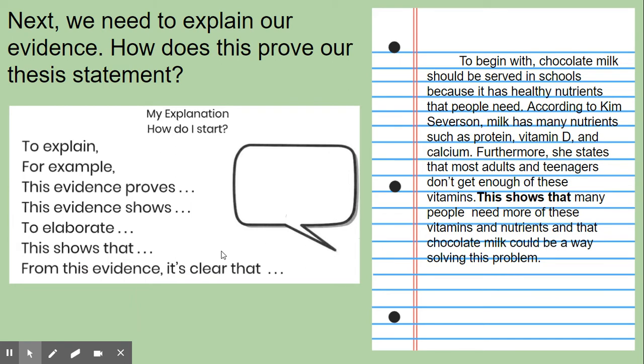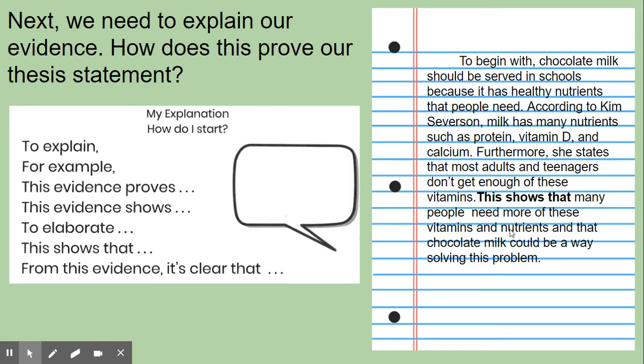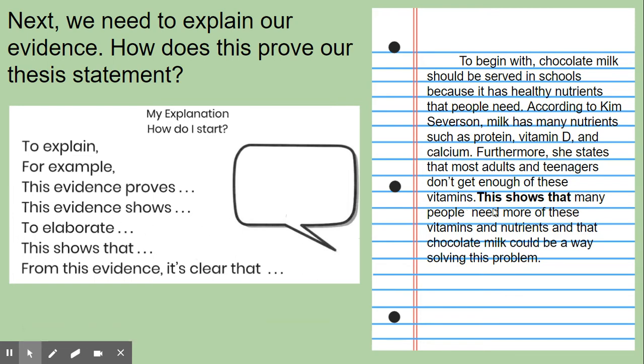Now comes the explanation. We need to explain how this connects to our claim and the reason we provide. So again, you can use one of these sentence stems from the anchor chart that we know so well to get started on our explanation. And I chose to say "this shows that." So this shows that many people need more of these vitamins and nutrients, and that chocolate milk could be a way of solving this problem. And that's why it should be served in schools.